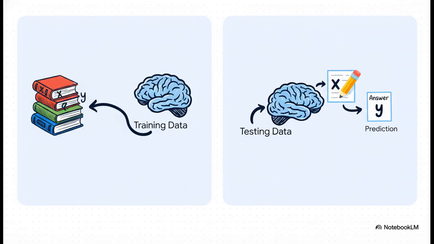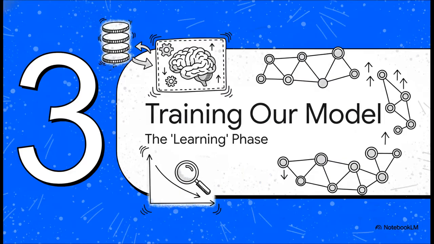It can see both the CGPAs and the matching salaries, so it can learn the pattern. The testing data, on the other hand, is like the final exam. We only show the model the CGPAs from this set, and we ask it to predict the salaries it's never ever seen before. This is how we check if it actually learned the pattern, or if it just memorized the answers from the book.